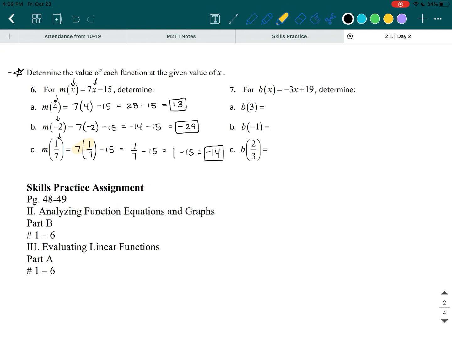So just to recap, when you have a fraction and you're multiplying it by a whole number, multiply the whole number by the top of the fraction to get the new top of the fraction. And the bottom number stays the same. Okay? So now I'm going to give you guys a chance to pause the video and try number 7 on your own.